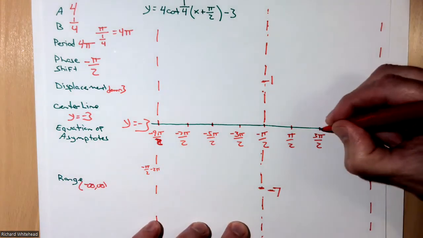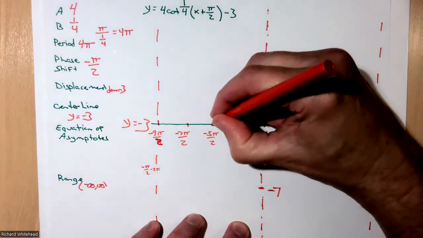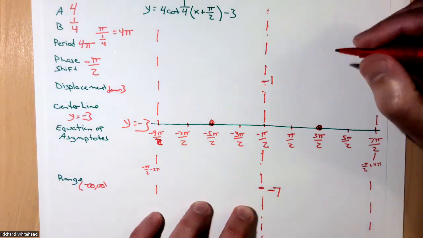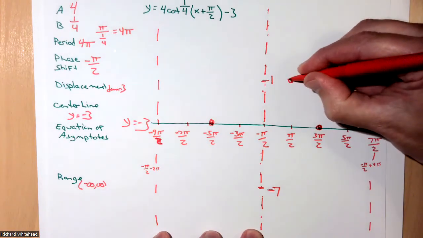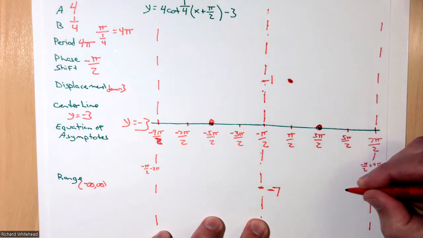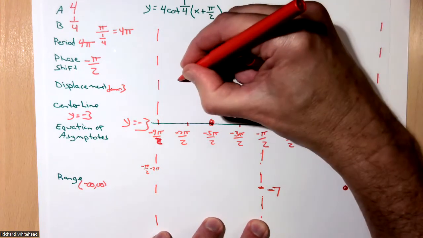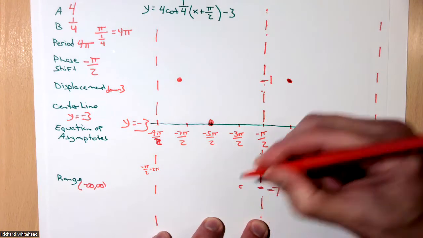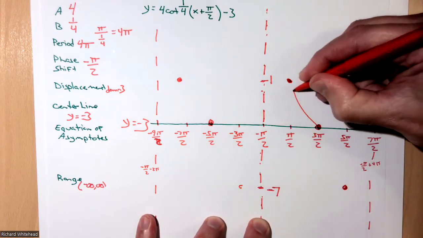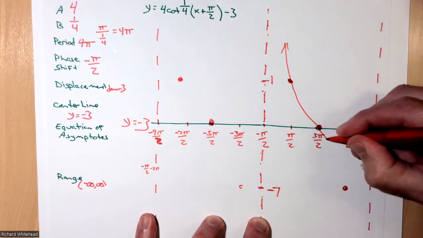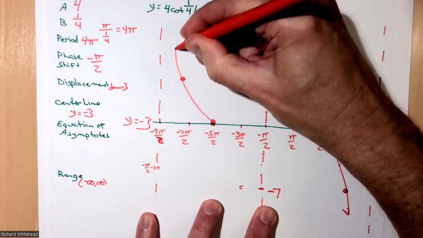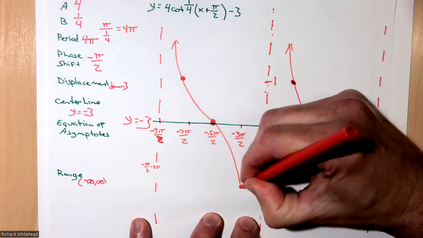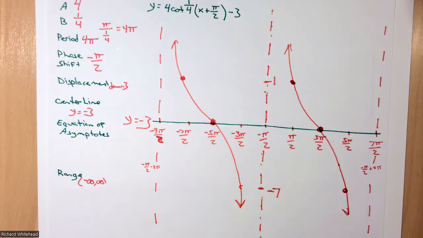And then we can say, all right, so we know we're going to have those center points right there. Cotan is opposite, positive cotan is opposite of tan. So up on the left, down on the right, up on the left, down on the right. It would look like that.